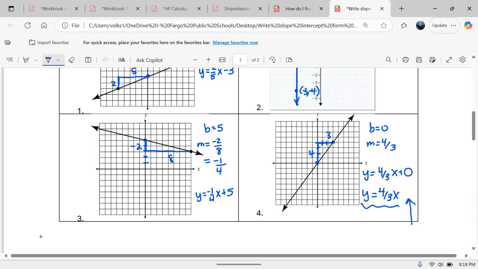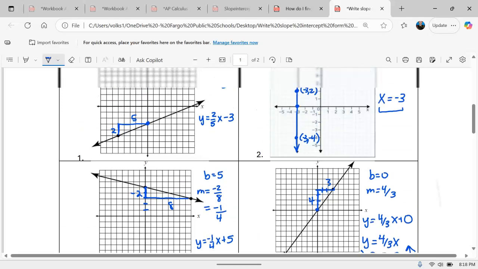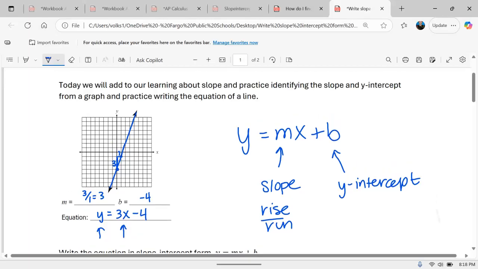So again, if you end up having a y value of 0, you're maybe going to not see that b value listed there explicitly. So I'm going to scroll this back up to the top so you can see this one example.